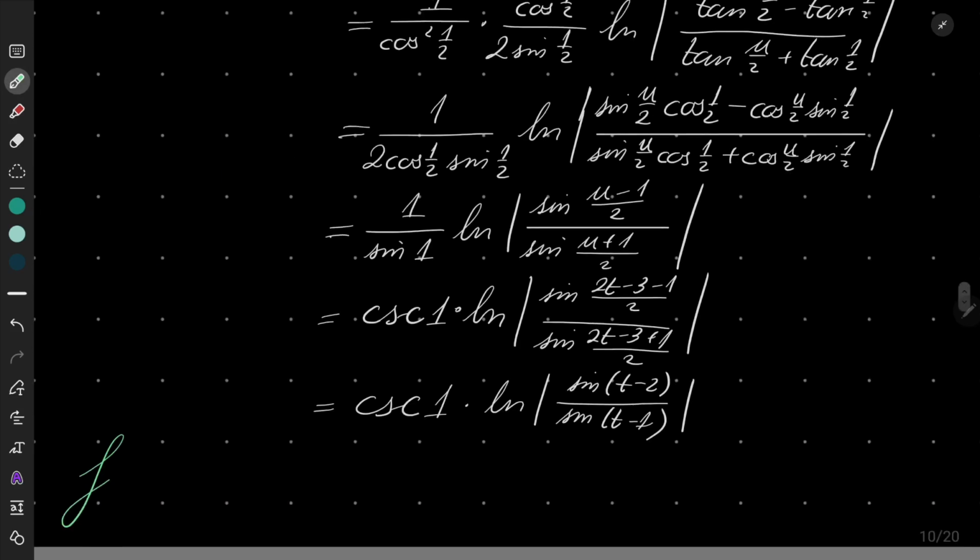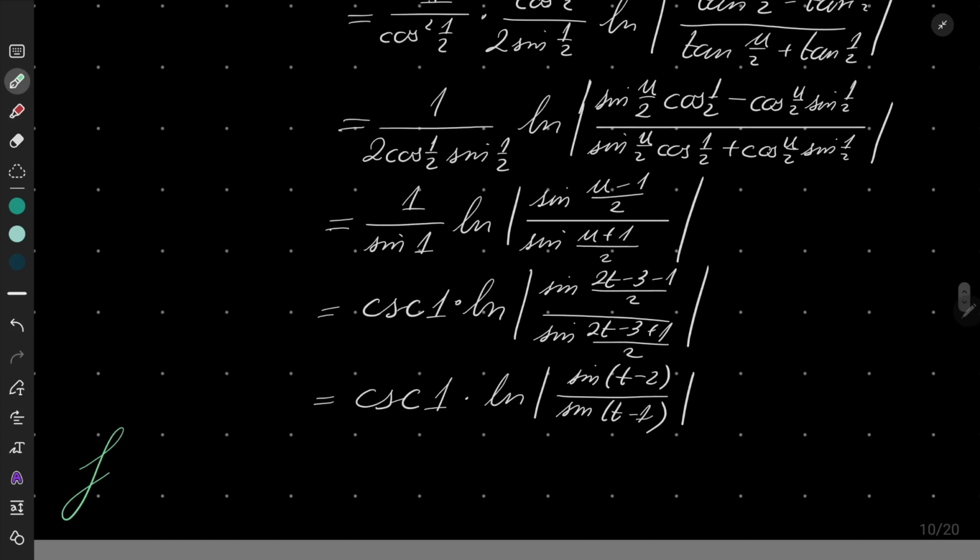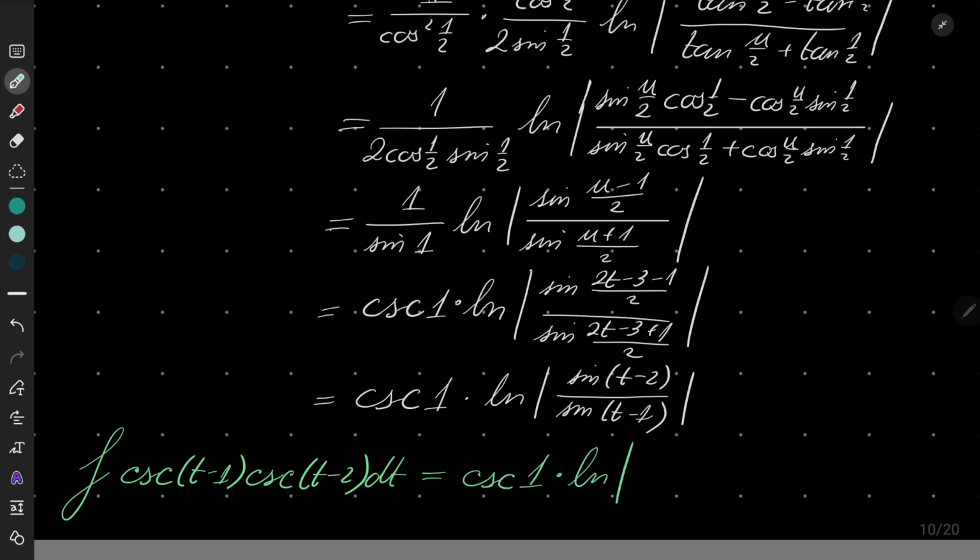the integral of cosecant of (t minus 1) times cosecant of (t minus 2) dt is cosecant of 1 times the natural log of sine of (t minus 2) over sine of (t minus 1). And very important, many people get it wrong, plus some function c of t.